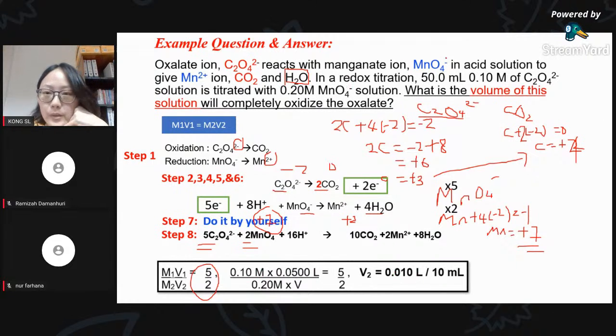Depends on you. If you remain the volume in mil, you can give the answer in 10 mil. If you want to change, also no problem, because this one is not concentration measurement for the molarity or molality. That's why you can remain your answer in mil or liter. Okay. That's all for this question.